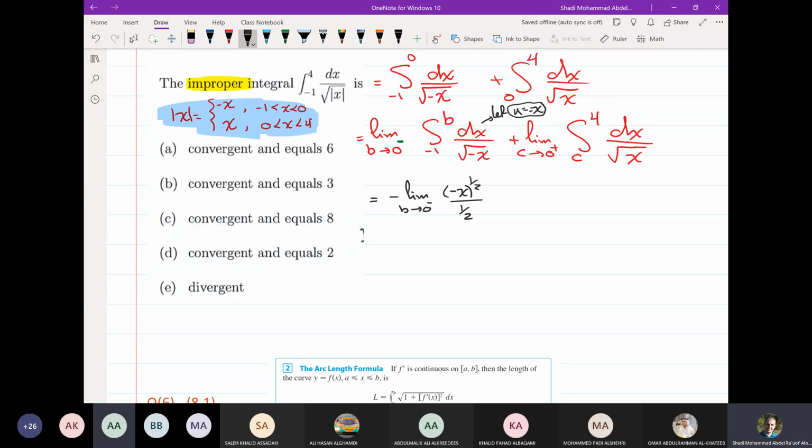Is that clear? I found the answer. What's the answer? A. Converge and equal 6. Exactly. Converge and it's equal 6. Now, same thing here.